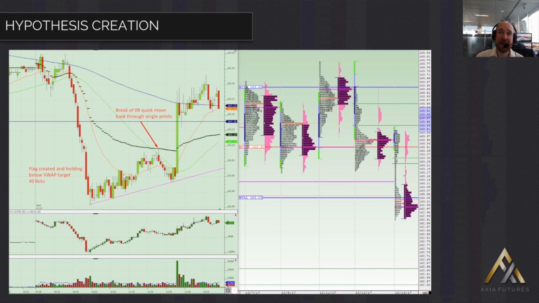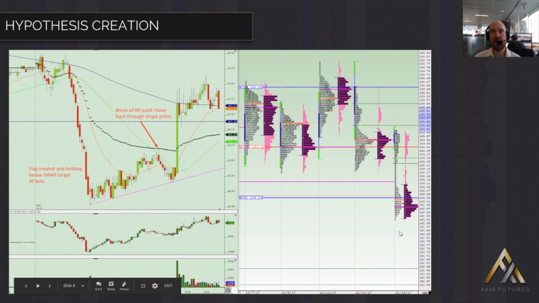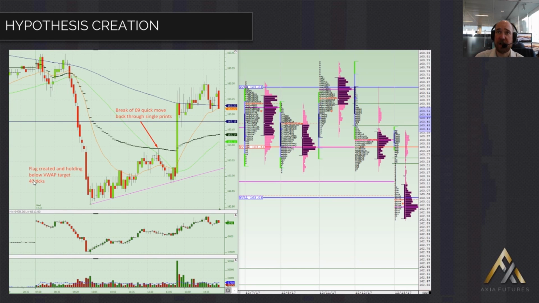We then create a flag, hold the VWAP. So that's looking pretty good for potentially further downside. Either way, value has shifted very much lower as well. So we've got one of two things. This could end up being another B-shaped day, or we can end up seeing continuation. One last thing to take note of though. Yes, we've got this flag created, and the flag's got a nice 40-tick target on it.